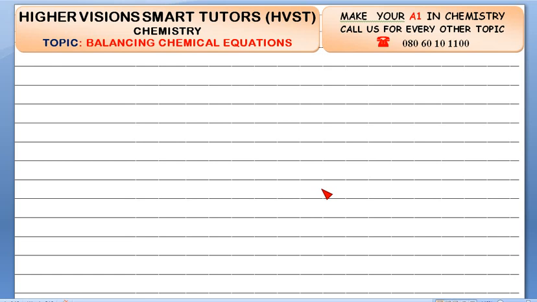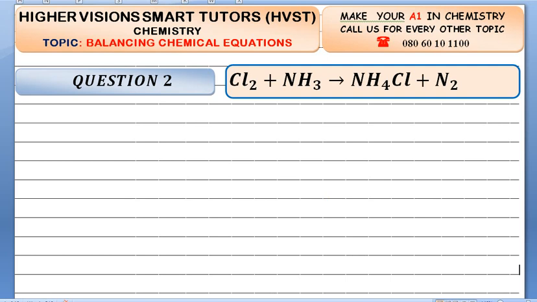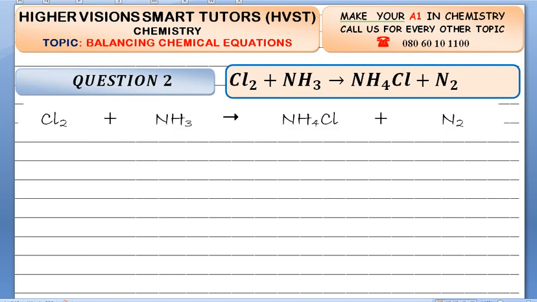Let's do question 2. Question 2. Chlorine combines with ammonia to give us ammonium chloride and nitrogen gas. Let's bring out the equation so that we can balance it. Here is the equation. We're set to solve it.